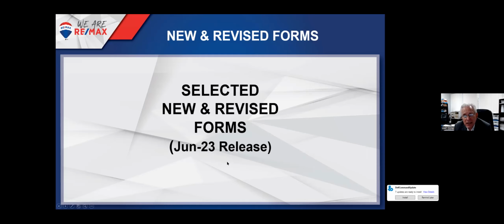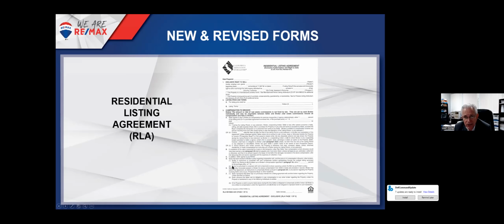All right, let's move into the selected and new forms. It's going to be a challenge to get through this, but I'm going to zoom through it and not spend too much time on some of the minor ones, and a little more time on the ones that have a little more of an impact. Okay, this is the June 23 release. Like I said, there's 60 plus forms, I think almost 65, but many of them are simply a change in terminology. So the first form I want to talk about is revisions to the RLA.